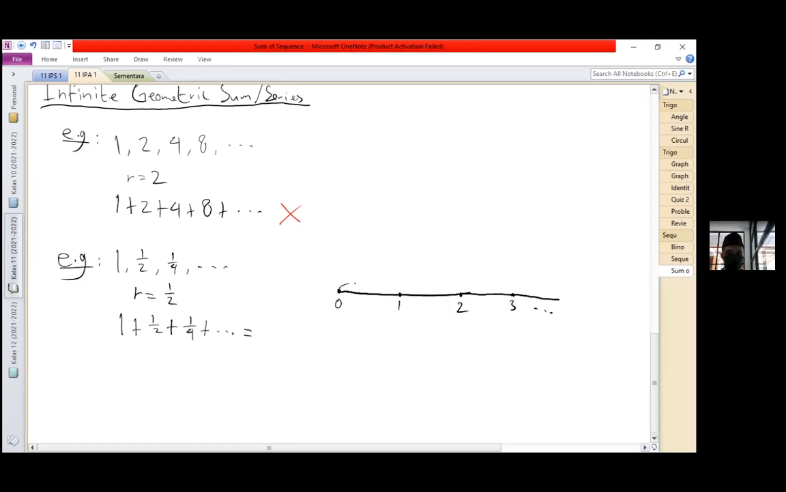It's over here, 1, and then if I add 1/2, the next term will be 1/2, which is this. So the length is half the length of the first one, right? This 1/2. And we'll get 1 plus 1/2, which is 3/2 or 1.5, over here.